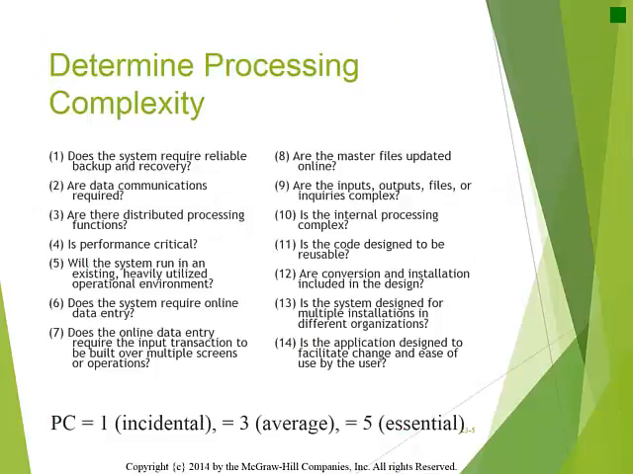Then 14 processing complexities are determined by ranking the influence of the 14 characteristics from 0 to 5. A characteristic rated 0 has no influence on the system. A ranking of 5 is essential to the system. This is done by answering the 14 questions shown and concluding the effect of the process on the system through process complexity rankings of 0 to 5.